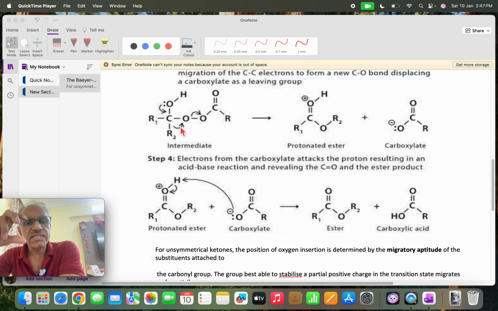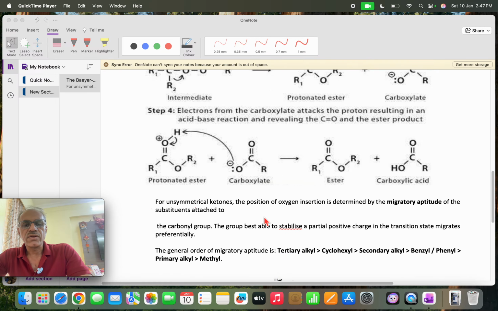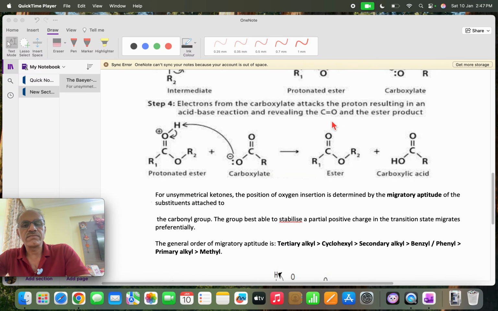If the migration aptitude of the particular alkyl group is good, then the rate of reaction is very fast. Suppose we have a tertiary alkyl group. Tertiary alkyl groups are electron rich. It will stabilize the positive charge which is on the carbon atom, thus resulting in a transition state. Now it can easily shift. There is an easy rearrangement reaction.